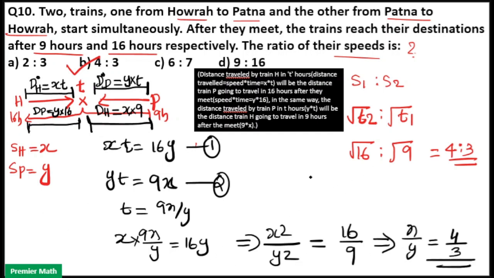Whenever you have questions like this, the speed of the bodies will be equal to the reverse of the roots of time. That is S1 is to S2 is equal to root of T2 is to root of T1. You should reverse the time here.